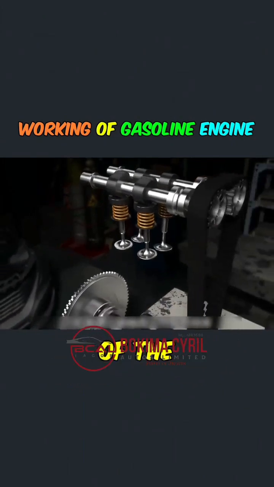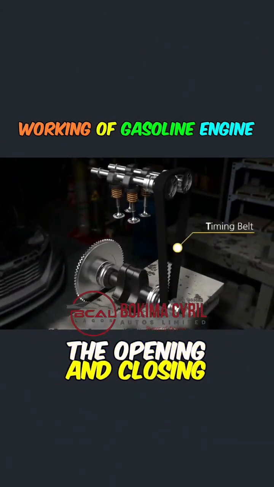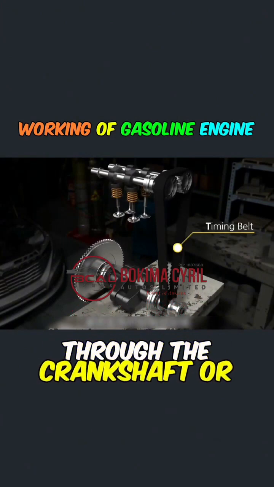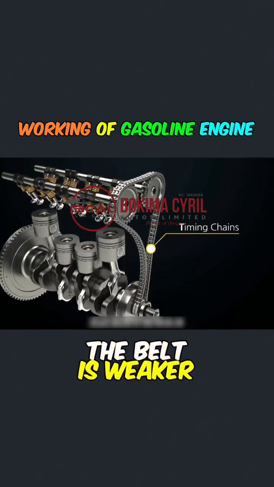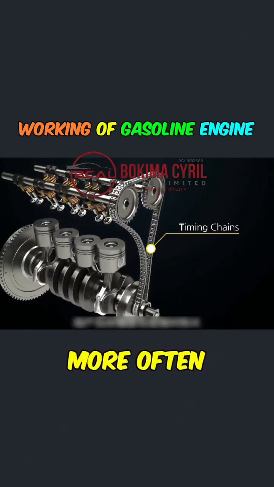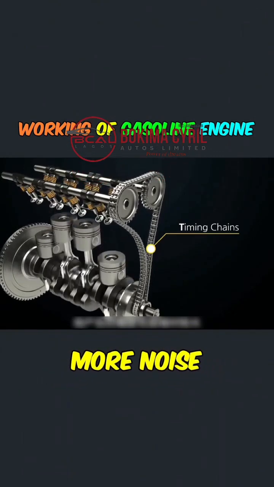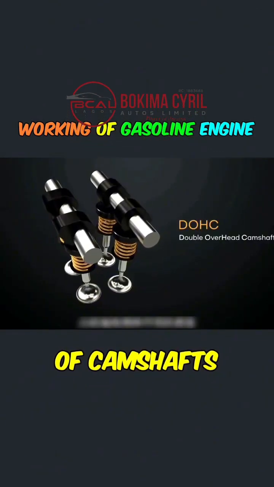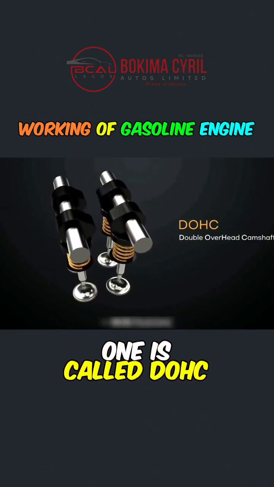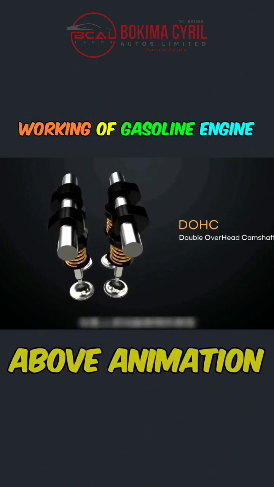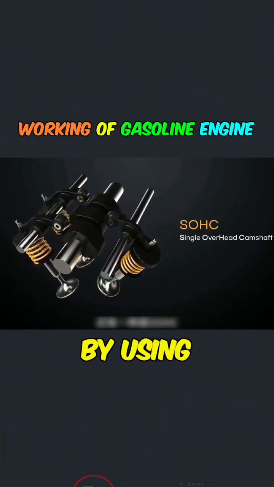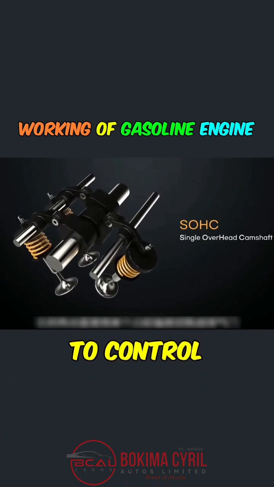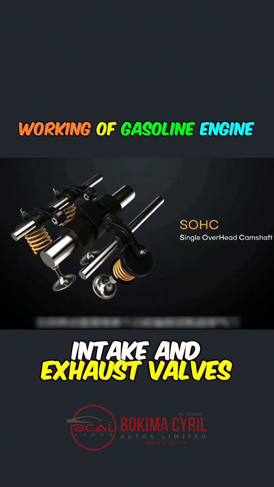According to the movement of the camshaft, the opening and closing of the valves are controlled through the crankshaft or a timing belt. Usually the durability of the belt is weaker, so chains are used more often, but they also generate more noise. There are 2 types of camshafts. One is called DOHC, which is also the type used in the above animation. There is also SOHC, which is characterized by using a single camshaft to control both the intake and exhaust valves.